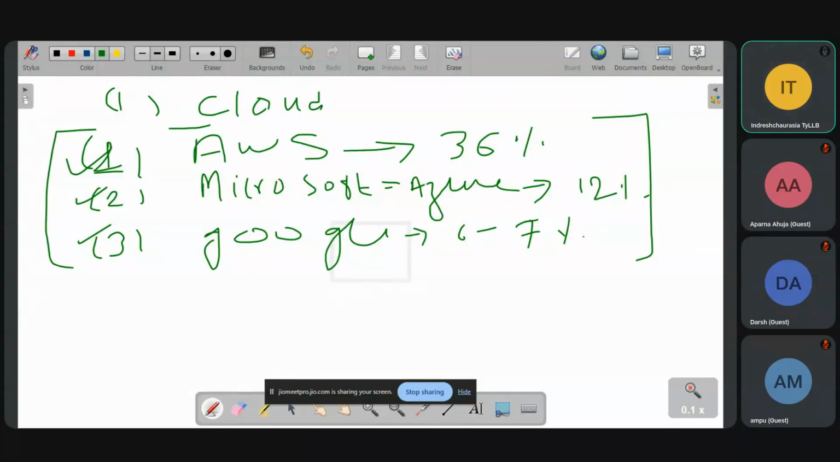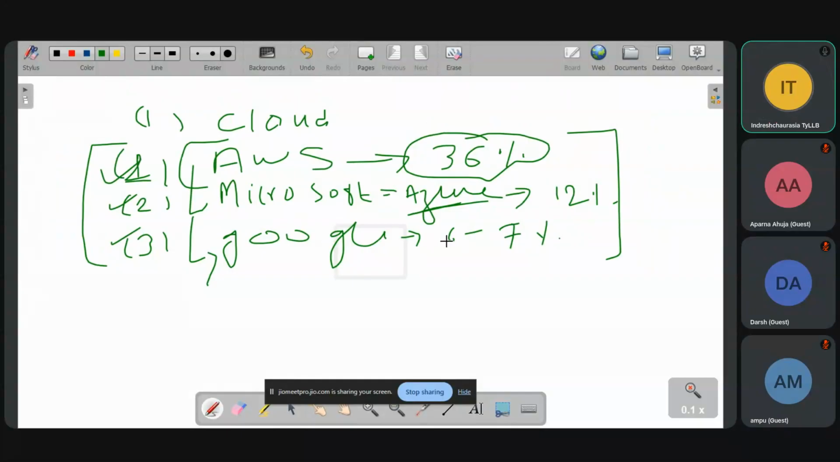So why does AWS own 36%? Because it is the first one who came with the concept of cloud. Then after 5 years, Microsoft launched their own cloud, which is called Azure Cloud. Then after another 5 years, Google launched their own cloud. So how does this cloud portal look like? Now we are going to see.